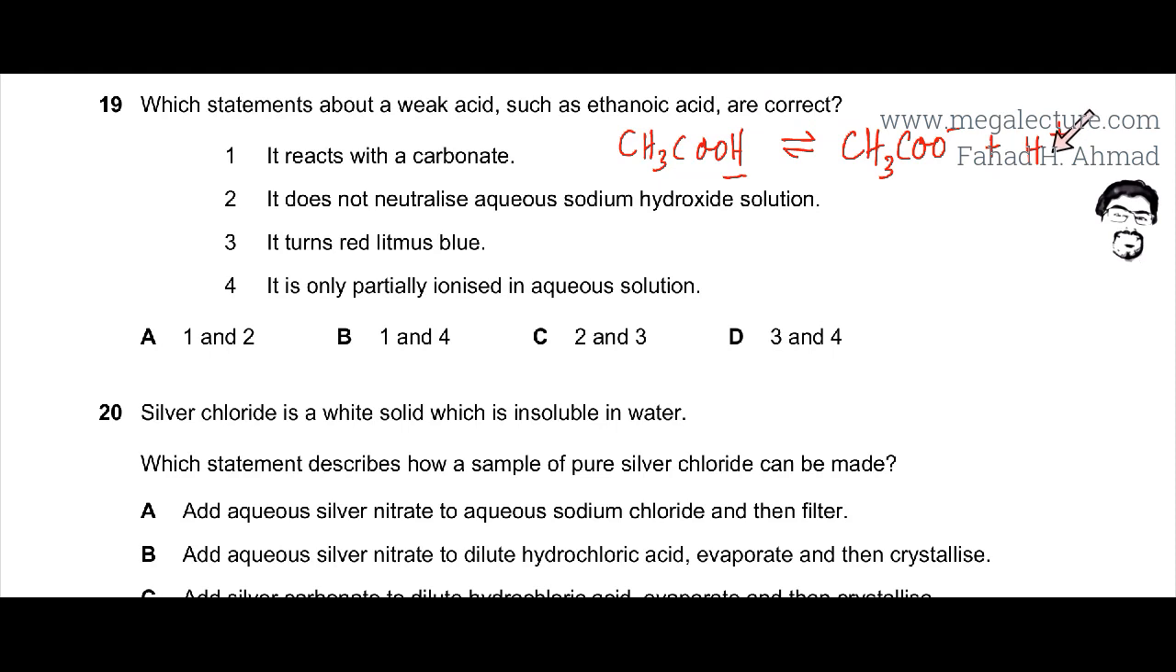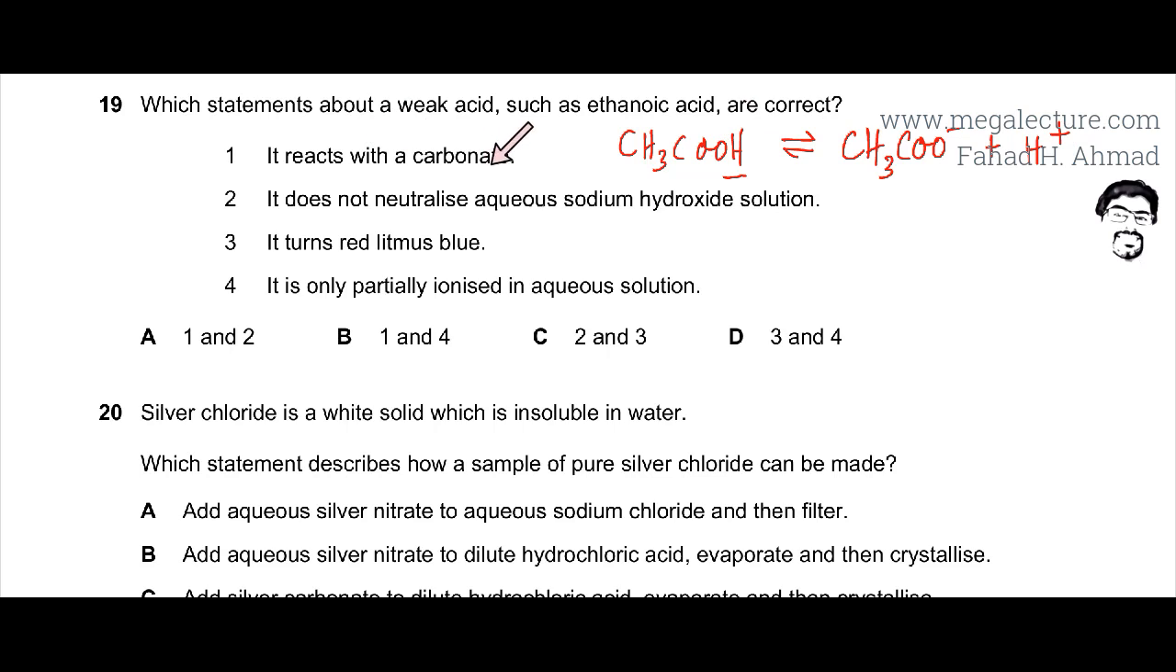But since it's a weak acid, the definition of a weak acid is that it partially ionizes, which means that if you have 1,000 molecules of ethanoic acid, only a few of those molecules are going to break down and produce H plus ions. So weak acids are not going to produce a lot of H plus ions. But ethanoic acids are acids. So which statement about a weak acid like ethanoic acid are correct?